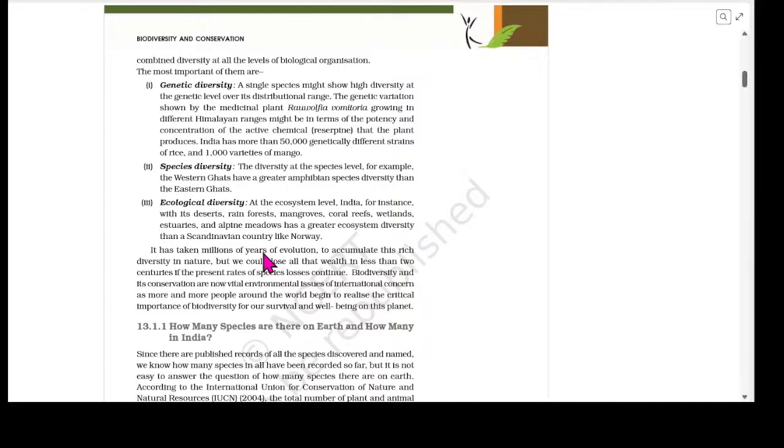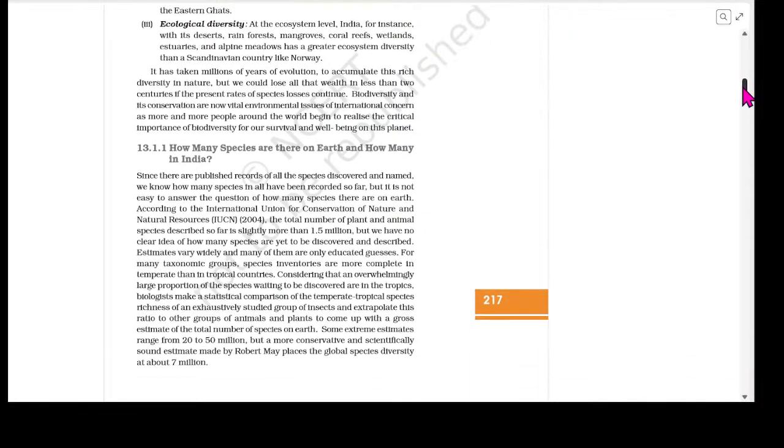It has taken millions of years of evolution to accumulate this rich diversity in nature, but we could lose all that wealth in less than 2 centuries if the present rates of species losses continue. Biodiversity and its conservation are now vital environmental issues of international concern as more and more people around the world begin to realize the critical importance of biodiversity for our survival and well being on this planet.